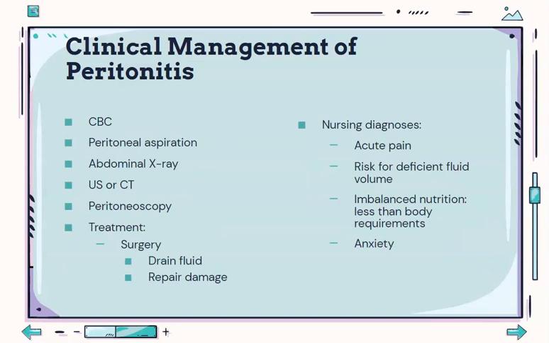So clinical management, we're looking at getting a CBC. If we can, we're going to aspirate some of the fluid that's in the peritoneum. We'll send that off for diagnostics. An abdominal x-ray can be beneficial if the swelling or inflammation isn't too severe. The more swelling that's present, the less we're going to see on an x-ray. We might need to move to an ultrasound or a CT, and a CT with contrast. Peritoneoscopy can help us see what's going on inside.